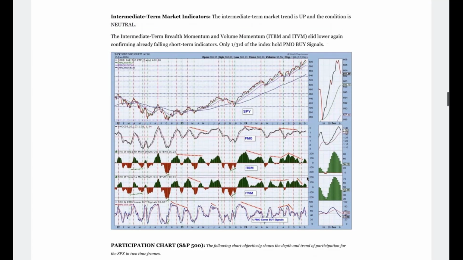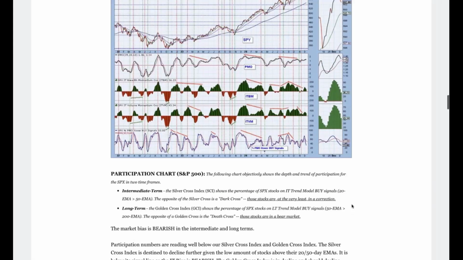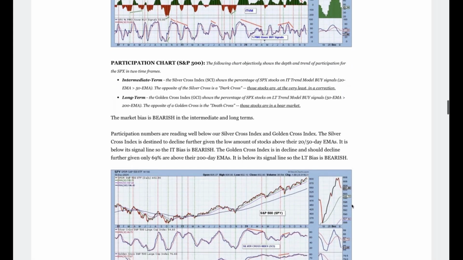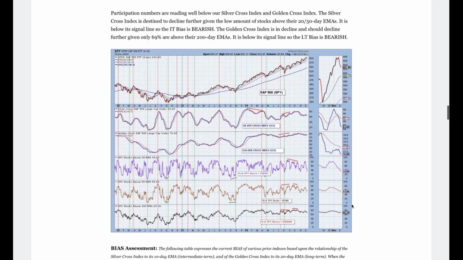Here's our other PMO look. We also track how many stocks have a PMO crossover buy signal within the index. And you can see that right now, only 33%, one-third of the index, holds buy signals on the PMO. This is not a good situation, especially given we're near new highs. So this tells me that maybe the index is going to keep moving higher, but our portfolios are probably struggling right now. And then this is our bias chart.